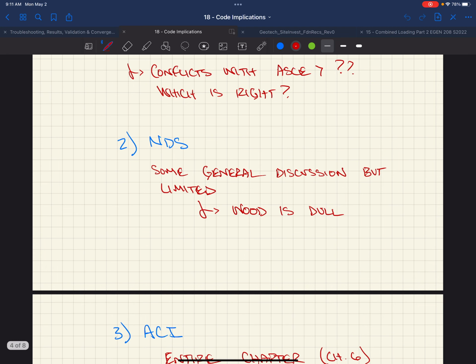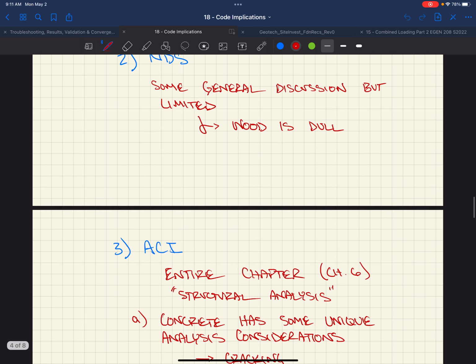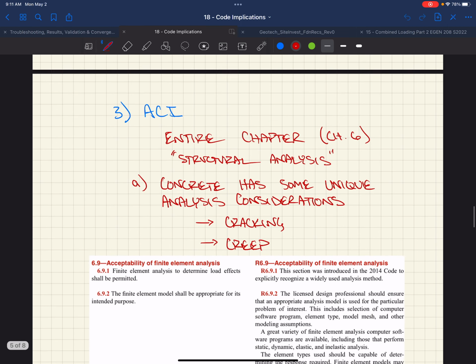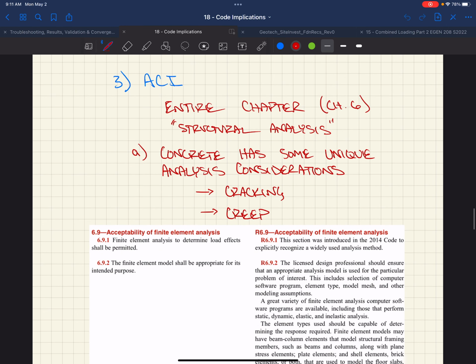Wood, well, there's some general discussion. It's very, very limited. Wood is dull. Okay, terrible material. Right? It's got cracks and splits, and it's not consistent. Okay, it doesn't get built in a factory. Mother Nature just gets to do whatever she wants. Okay, so we put a bunch of factors of safety on it. So it doesn't have a whole lot of discussion. ACI, on the other hand, has an entire chapter dedicated to structural analysis.